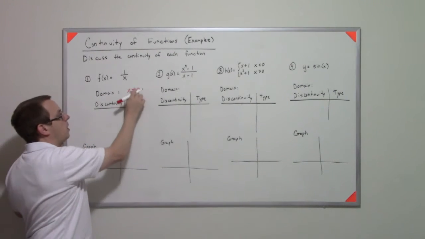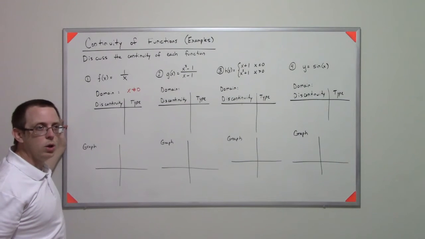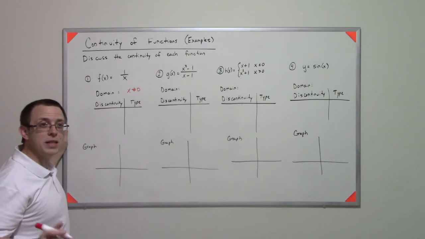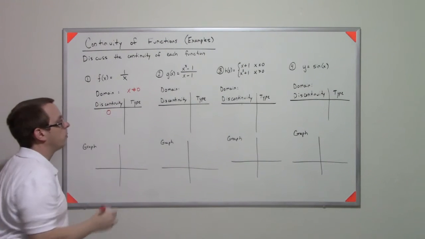So we have a discontinuity, well actually we don't know if we have a discontinuity at 0. Well, we know we do. We don't know what type it is. So let's go ahead and just say we have a discontinuity at 0.